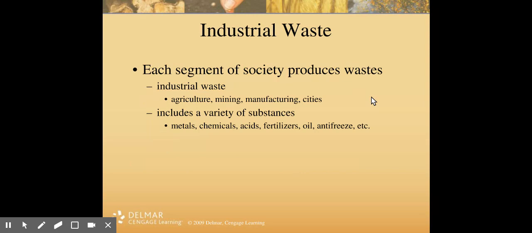All right, so forms of pollution: industrial waste. Everything produces some sort of waste. You can't always blame it on manufacturing or mining or agriculture or people living in cities. We all produce waste. That's just a fact of life. It could include metals, chemicals, acids, fertilizers, oil, antifreeze, etc.